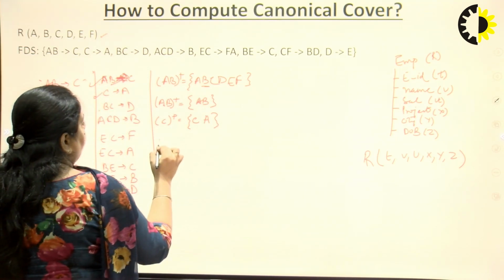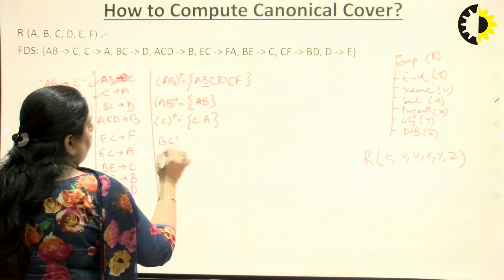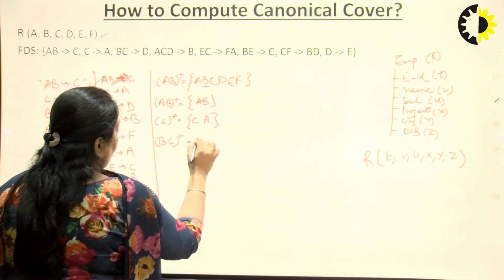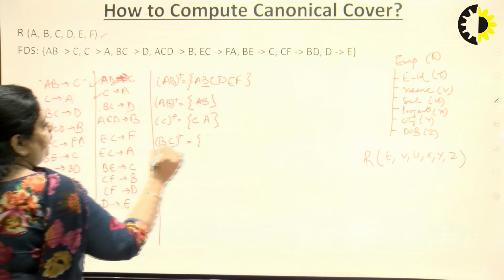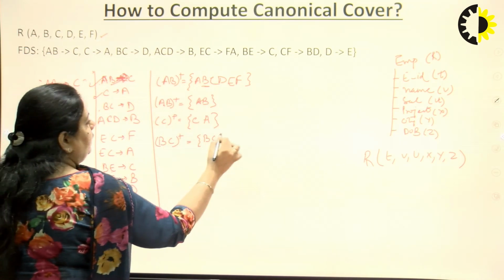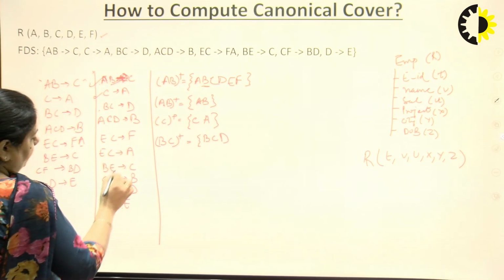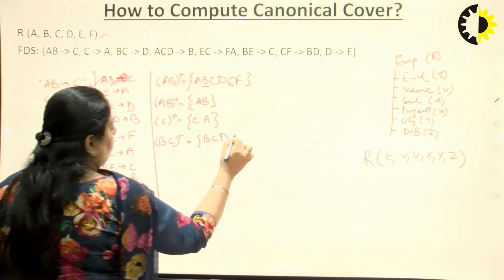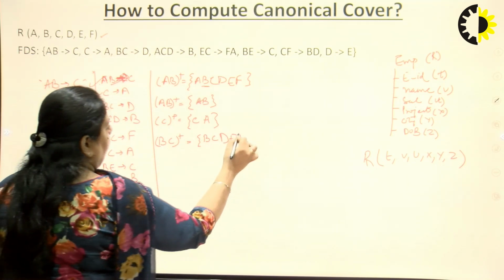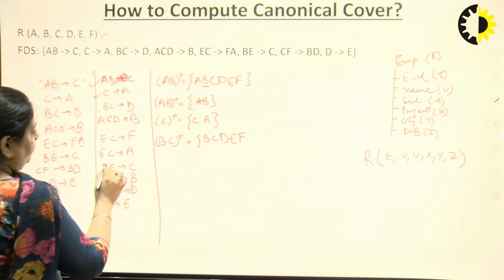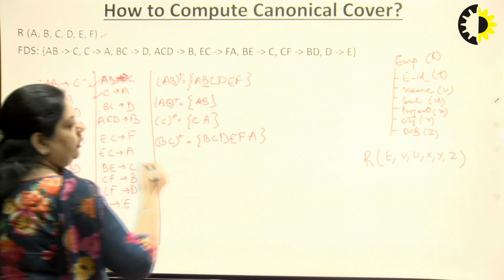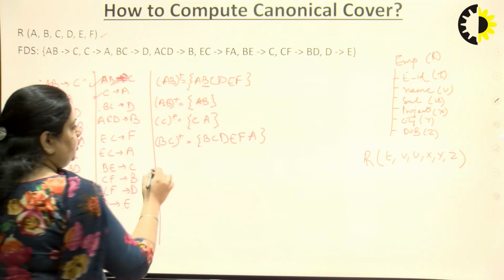Now from BC, compute the BC. From BC we can find out BC. From BC we can find out D. From D we can find out E. From EC we can find out F. And from EC we can find out A. So we are able to find out all the attributes of the relation.